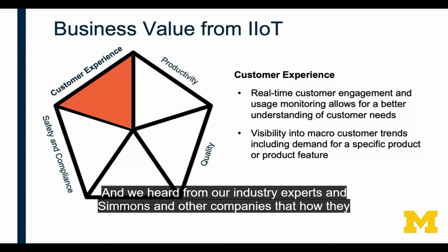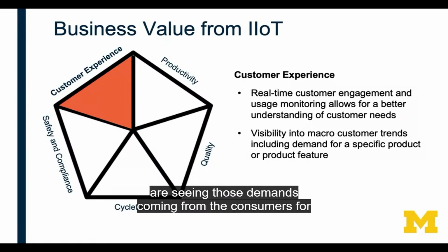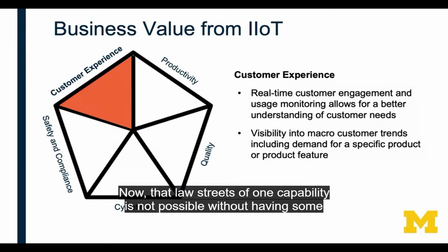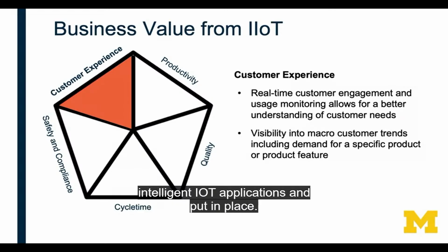And we heard from our industry experts at Siemens and other companies how they are seeing those demands coming from the consumers for a personalized experience in the product, and that is coming into the manufacturing operations as what they call the lot size of 1. Now that lot size of 1 capability is not possible without having some intelligent IoT applications put in place.